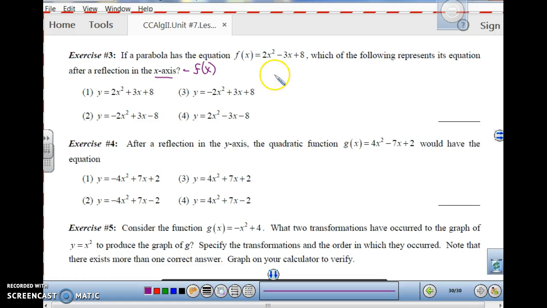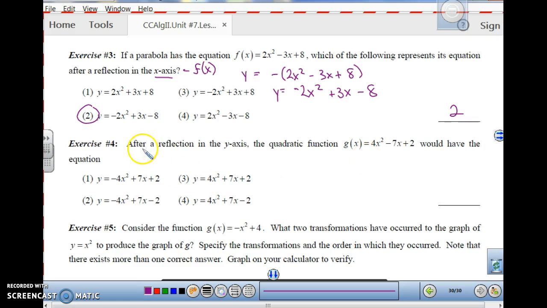So negative f of x will be negative, parenthesis, 2x squared minus 3x plus 8. So this will be y equals, distribute the negative, negative 2x squared plus 3x minus 8. So which equation is this going to be? It is going to be number 2.